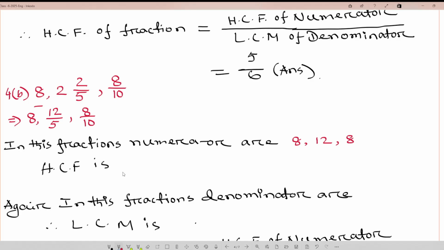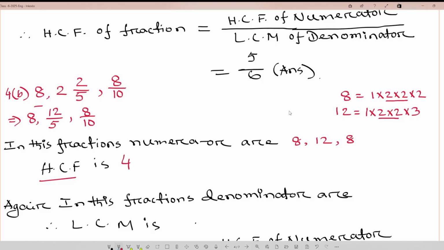So for the HCF, we can write 8 as 1 times 2 times 2 times 2, because 2 times 2 is 4 and 4 times 2 is 8. And 12 we can write as 1 times 2 times 2 times 3, because 2 times 2 is 4 and 4 times 3 is 12. So what is the common factor? HCF means highest common factor, the common things. Here we can take 2 2. So the HCF is 4.